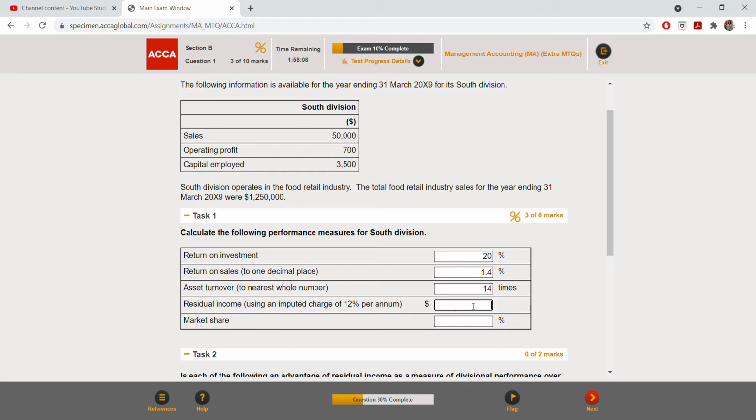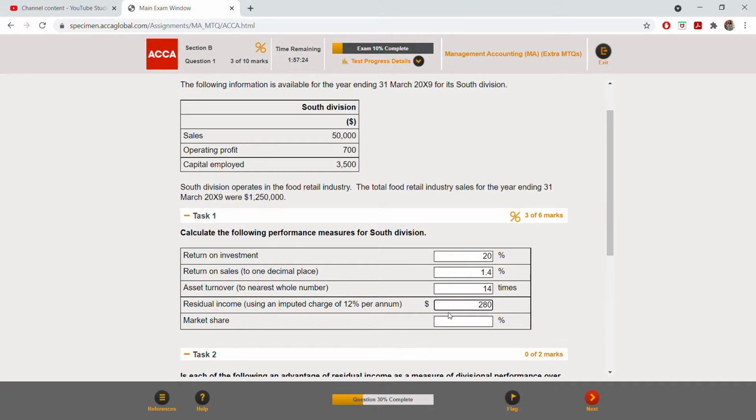Next, residual income, using an imputed charge of 12% per annum. Definitely they will give you this charge, otherwise you cannot do residual income. Residual income is operating profit minus imputed interest. Operating profit is 700 minus imputed interest, which is 12% on the capital employed of 3,500, which is 420, giving 280. So the residual income is 280. You have to know the formula. Let me repeat: operating profit minus capital employed into the imputed interest rate. So 700 minus 3,500 into 12% is 280.